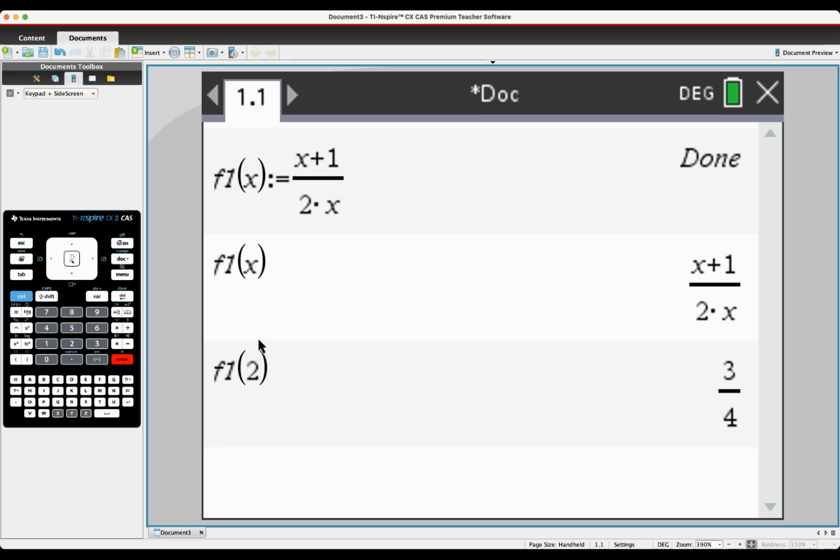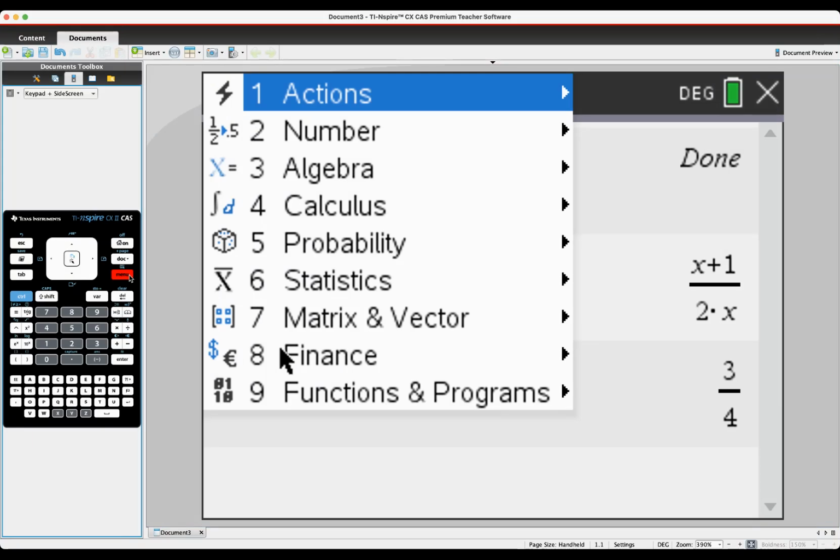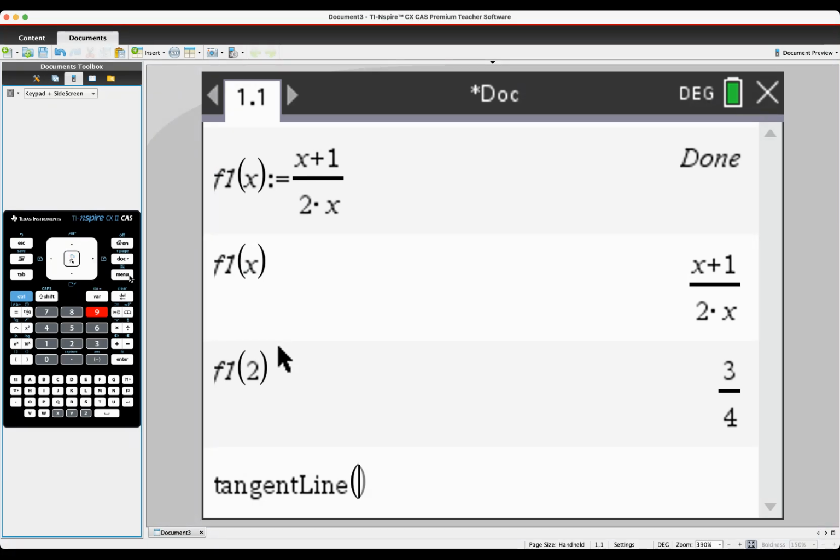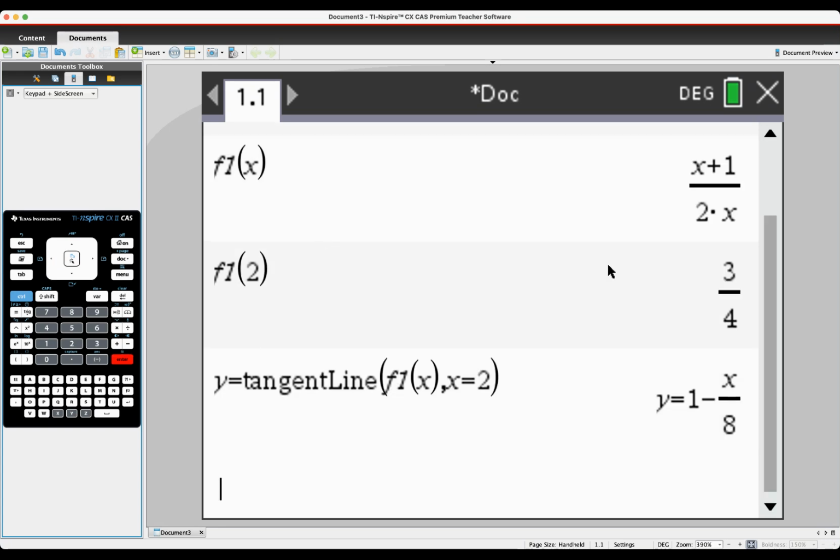Now, in order to work out the tangent line, we don't quite need that much information using our calculator. If I go to menu, then 4 for calculus, then 9 for tangent line, it'll give me this. And then I want to find the tangent line of f1 of x at the point x equals 2. And just to be a little bit more tidy, I'm going to go y equals, like so, press return, and it will give me the tangent line y equals 1 minus x on 8. Or if you like, y equals negative 1/8 of x plus 1. That's the equation of the tangent line.